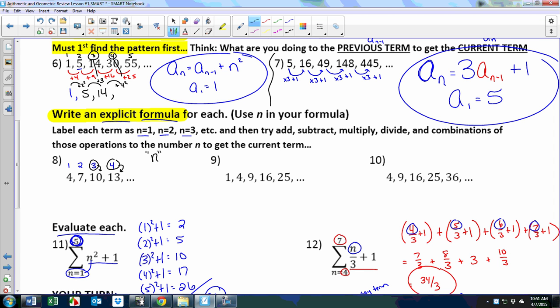So let's try multiplication. 4 times 2 is 8, and add 5. That works. 3 times 2 is 6, and add 5. No, that doesn't work. How about we triple the 4? Oh, okay, let's see if it works here with the 2. Triple the 2 and add 1. Yeah, it looks like it's working.